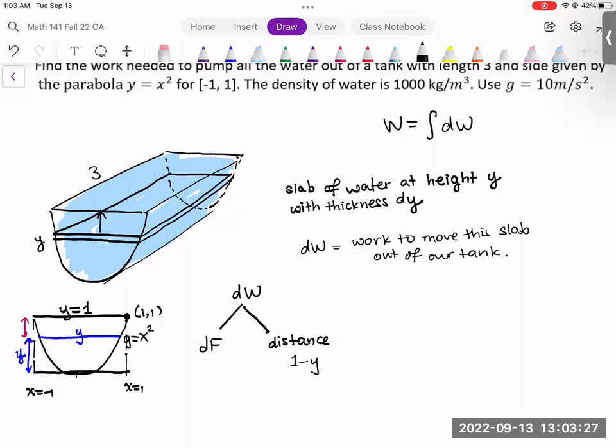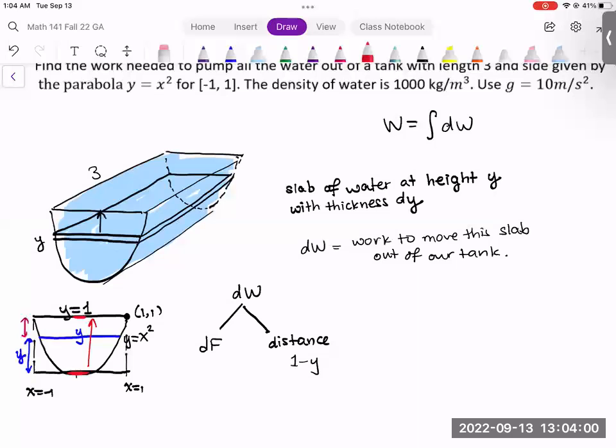Let's just double check that this makes sense. If we're at the bottom of the tank, down here, our y value, our height is 0. And so we need to go all the way up by 1. Okay. So we do 1 minus 0 and we find this is the right value. If we were up at the top already, our height is 1. When we look at this distance, it's 1 minus 1 or 0. Okay, so I believe this distance.